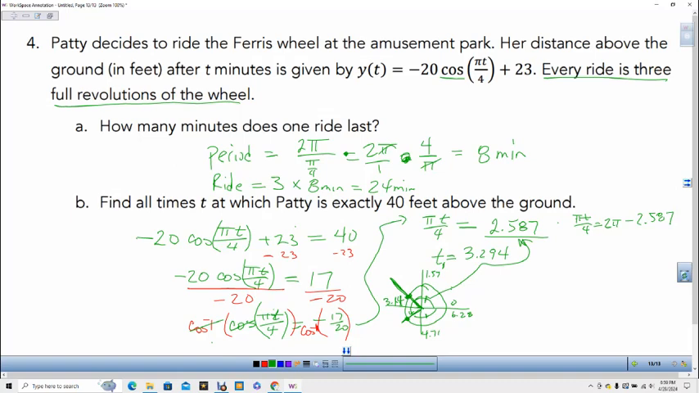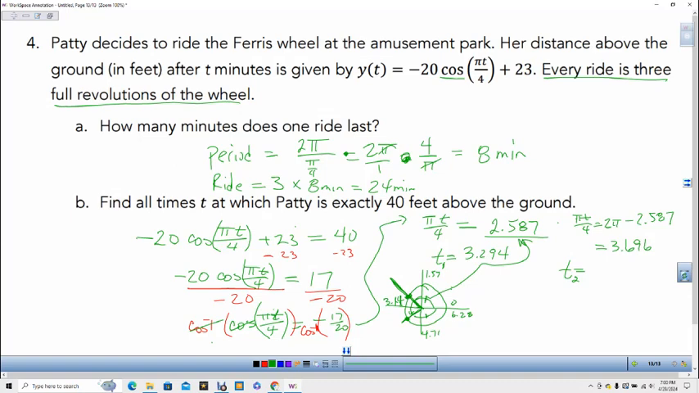So once again, putting that in our calculator, we're going to have 2 times pi minus 2.587. And that's going to give us 3.696. All right, and once again, that's our pi t over 4. We've still got to solve for t. So let's find the t that corresponds to that one. So this will be t2, and that means we're going to multiply by 4 and divide by pi.